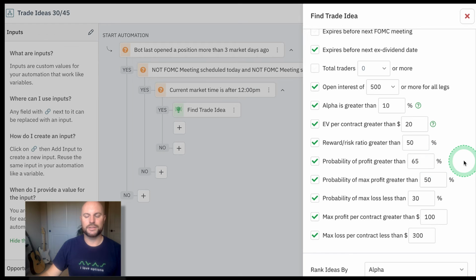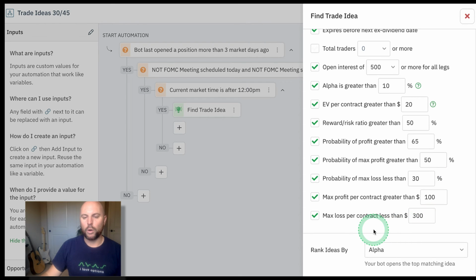Okay, so if we look at our probabilities here, we can see I have the probability of profit higher than 65%, and probability of max profit greater than 50%. So every trade I get into, I want positive expectancy, and I want a better than 50% chance that I'm going to get that max profit, and then less than a 30% chance of getting a max loss, right? So I'm sort of balancing out those probabilities in my favor.